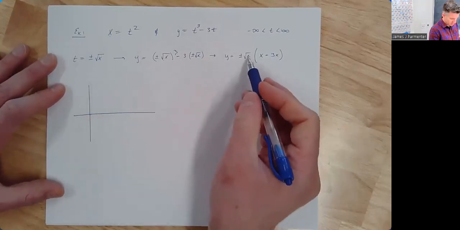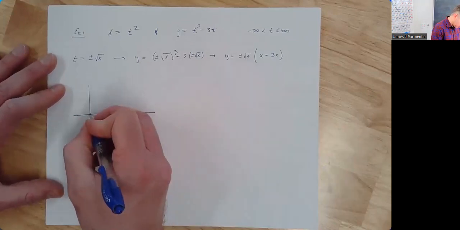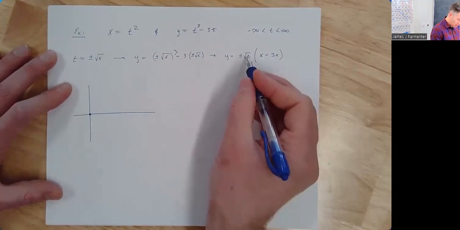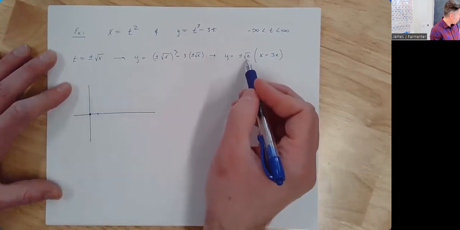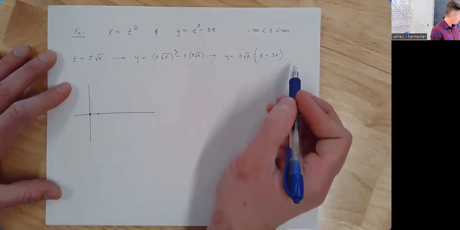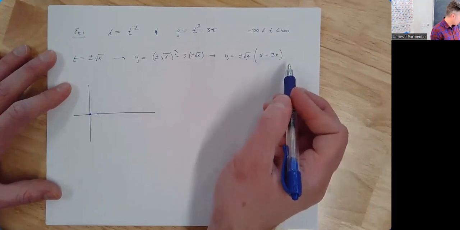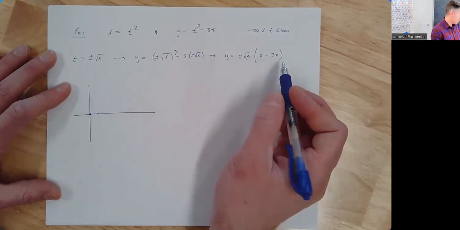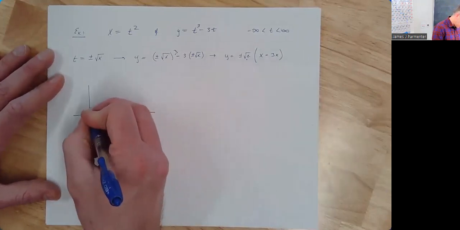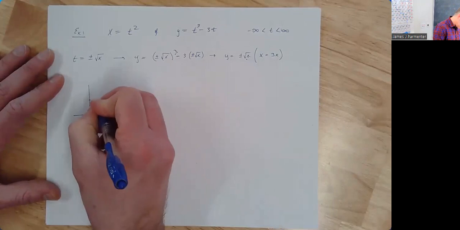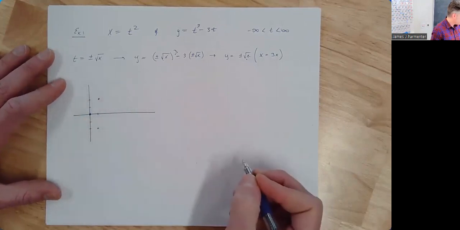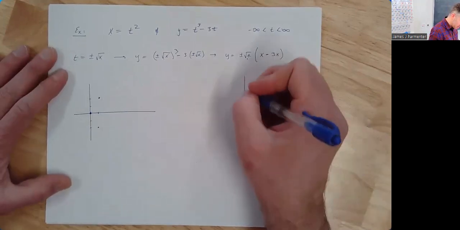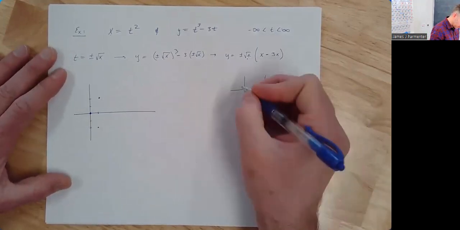So if x equals 0, y is going to be 0. If x equals 1, y is going to be plus or minus 1 times 1 minus 3, so plus or minus negative 2. So when x is 1, y could be 2 or negative 2. But if I'm going to do it, it's just as easy at this point to just make a table.